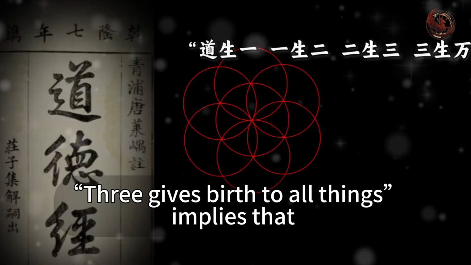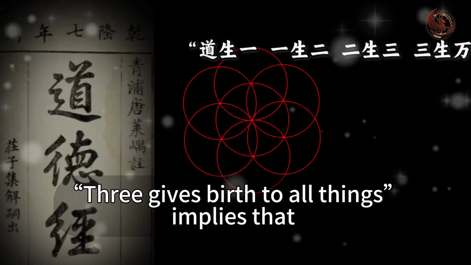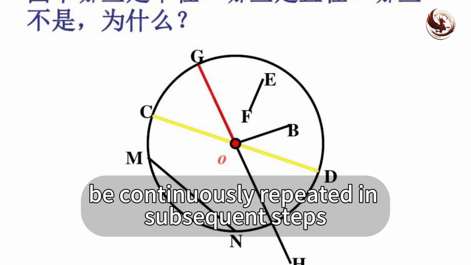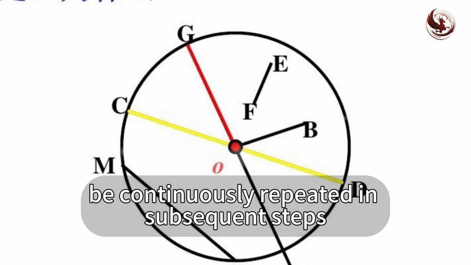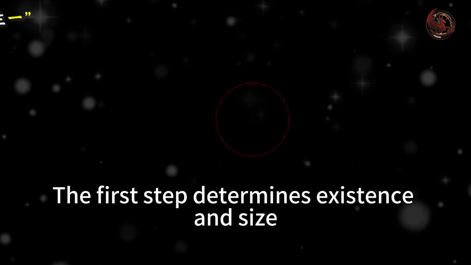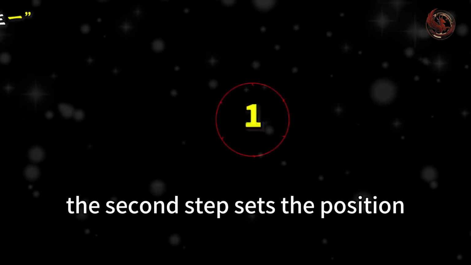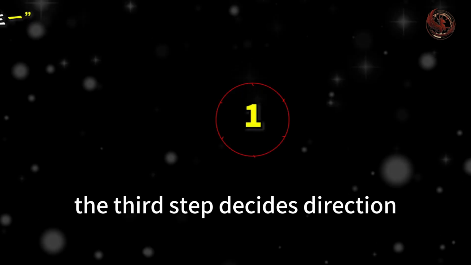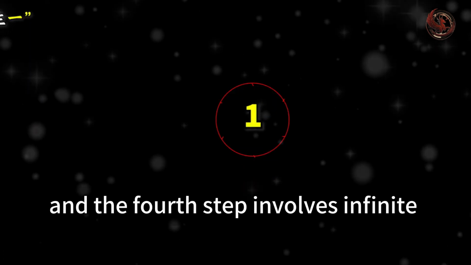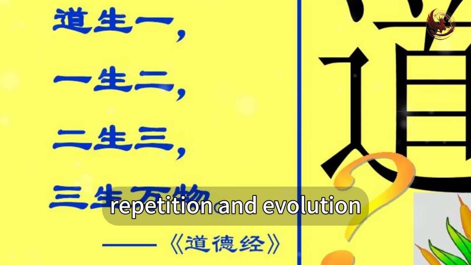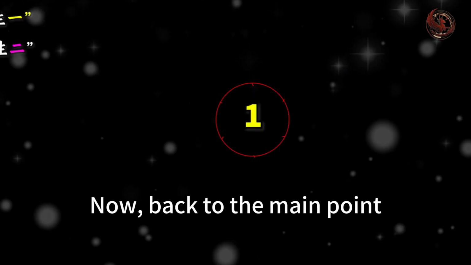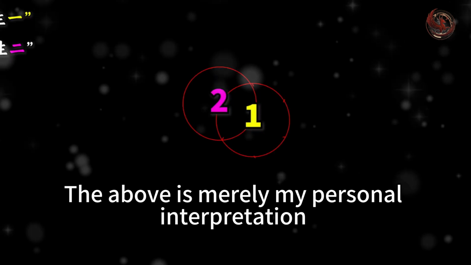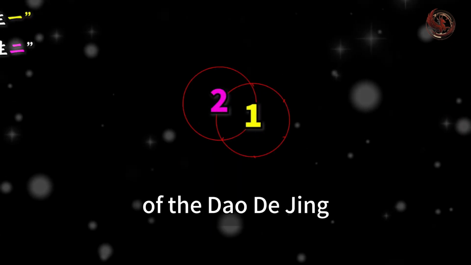Fourth, 3 gives birth to all things implies that the logic of the previous 3 steps will be continuously repeated in subsequent steps. The first step determines existence and size. The second step sets the position. The third step decides direction. And the fourth step involves infinite repetition and evolution. Now, back to the main point. The above is merely my personal interpretation of the Tao Te Ching.